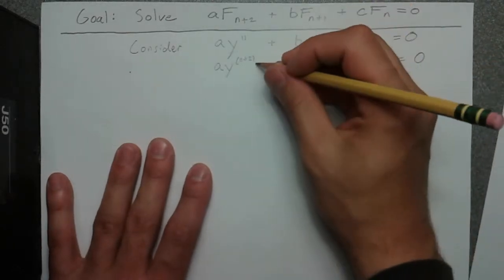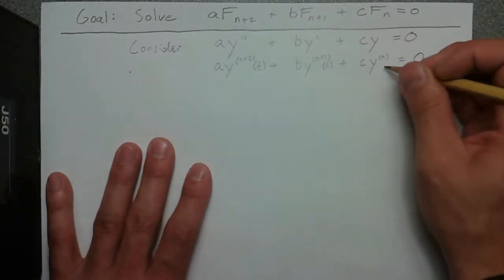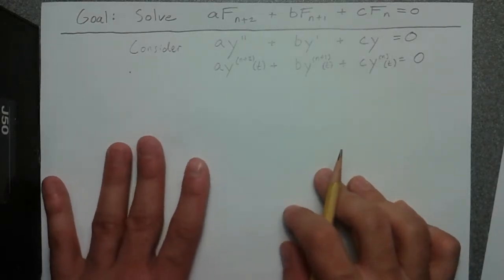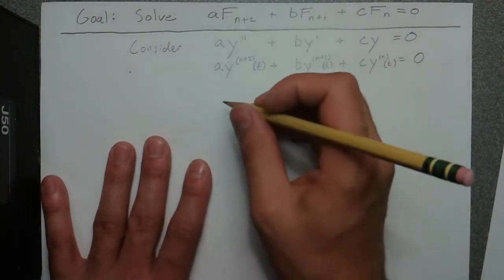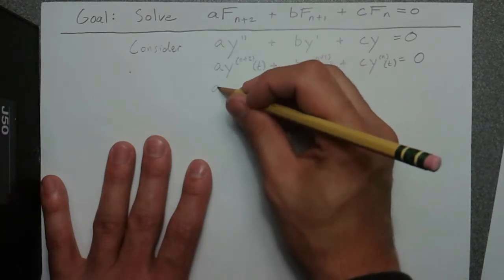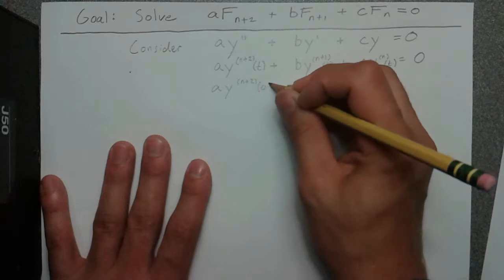And just to remind you, these are functions of t, so I'll write that right here, because the notation gets a little confusing. And so from here the idea is you just evaluate at your favorite point. Mine is 0, so I'll plug in t is equal to 0 into this equation, and then you just have this.